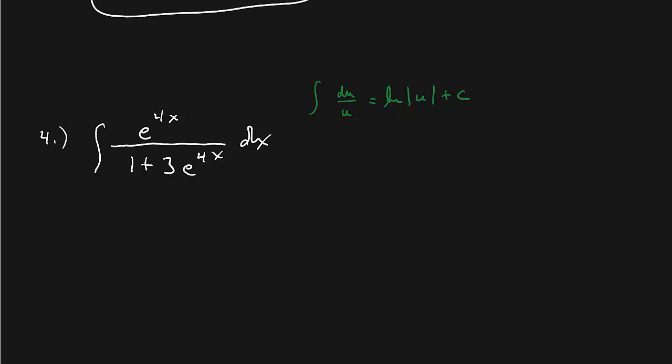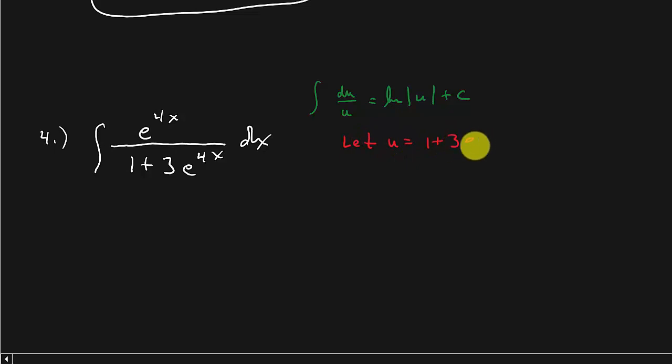All right, this example, well, we got a fraction. Let's see if we take the derivative of the denominator, if we get the numerator. So I'm going to let u equal 1 plus 3e to the 4x. So du, well, the derivative of 1 is 0. Derivative of this is 3e to the 4x times the derivative of the exponent. And so this is 12e to the 4x. Yep, and I forgot I left my dx off.